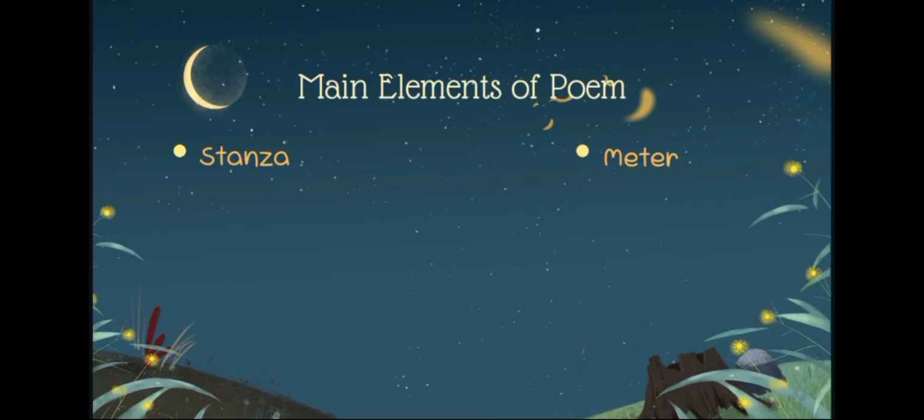Meter. Meter is the basic rhythmic structure of a poem. Meter is determined by the number of syllables used in a line and the pattern in which these syllables are used. Some examples of different meter include iambic pentameter, dactyl, spondee, and trochee. The study of meter in poetry is formally referred to as prosody.